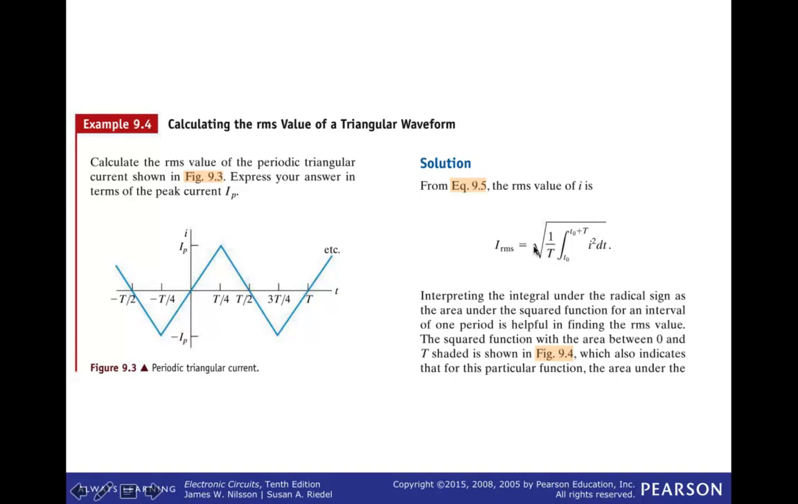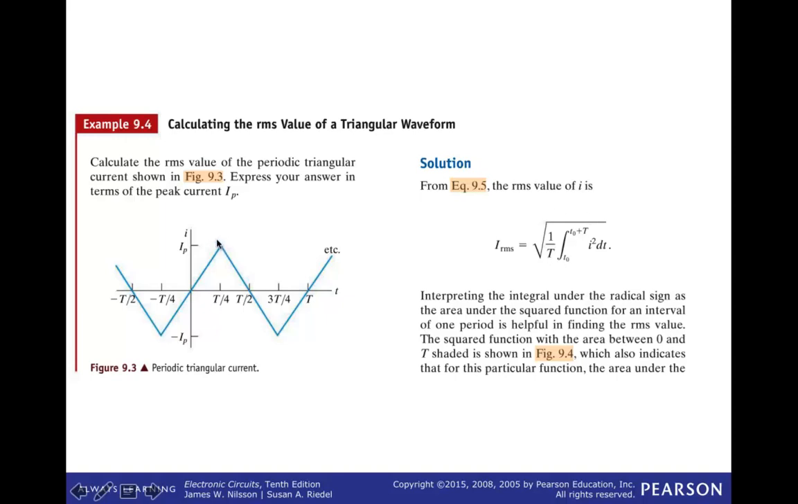So just to step you through how this would be done, we want to first of all identify a full period. So in this example, we might go from minus T over 4 to 3T over 4 so that we've isolated a full period. And that might be the range of our integral, t naught to t naught plus T.